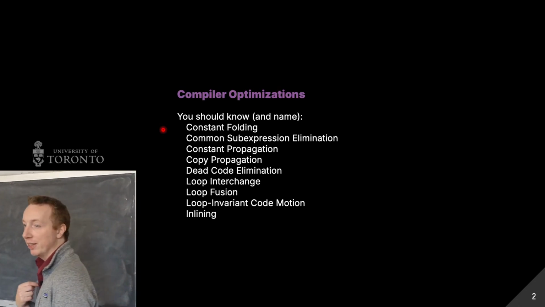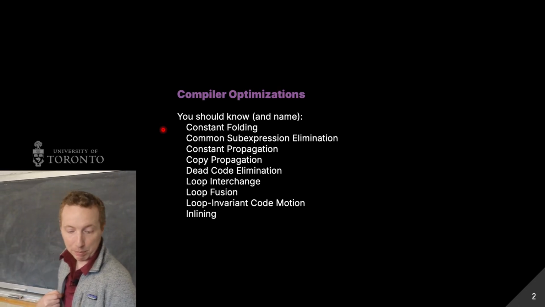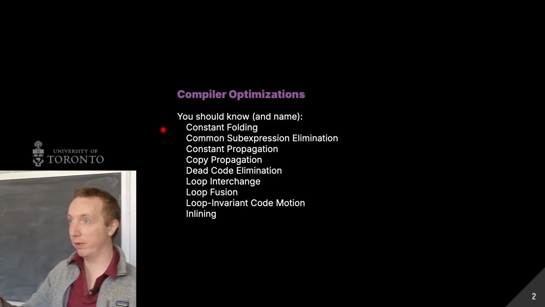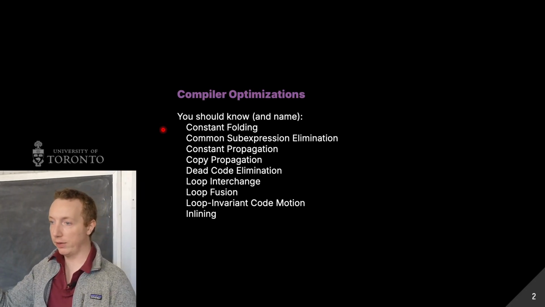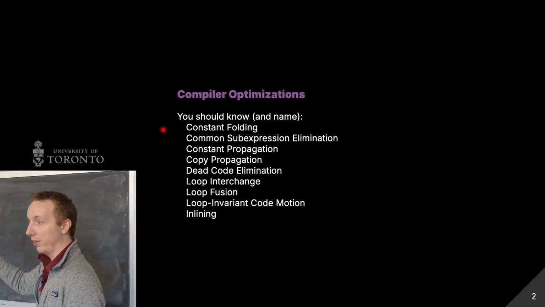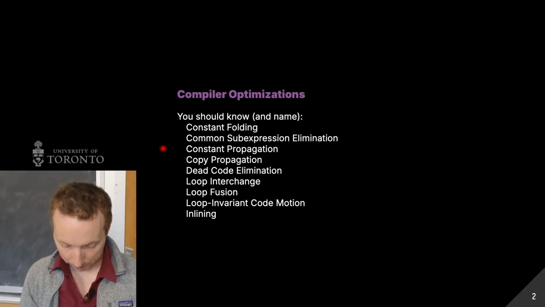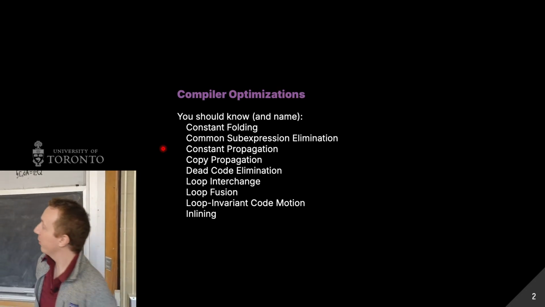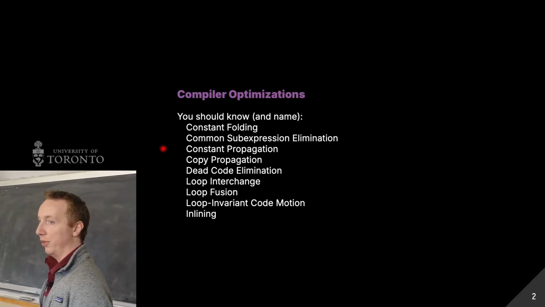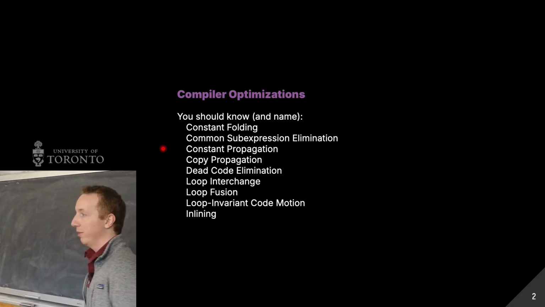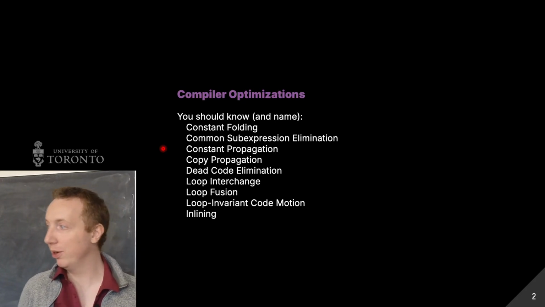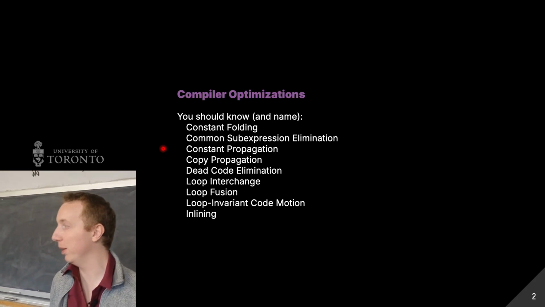Yeah? Copy propagation is just like if you have y equals x, then you can replace any instance of y with x, or the other way around. So you just get rid of it. All right, any other question about the compiler optimization? Should be fairly straightforward. If I give you a piece of code, you should be able to apply a few of them and name them, right?